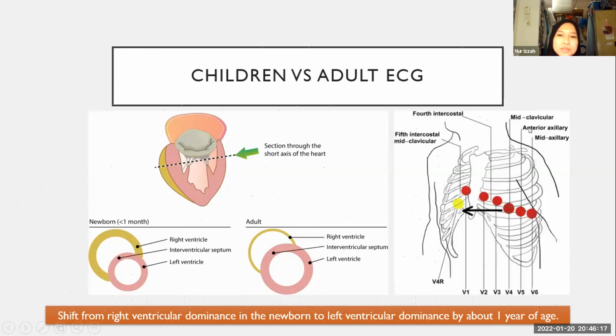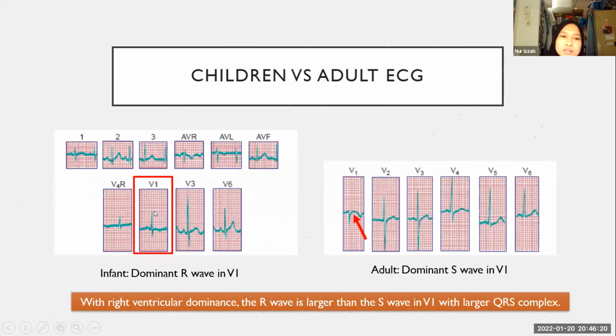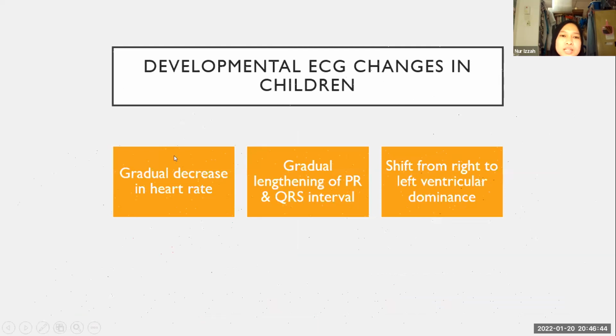The child will usually have a dominant R wave in V1, compared to adults, who usually have a shorter R wave. Okay, because in adults a taller or dominant R wave may indicate structural or cardiac abnormalities, but in children it is a normal variant. So these are the differences in children according to their physiologic and anatomical changes.